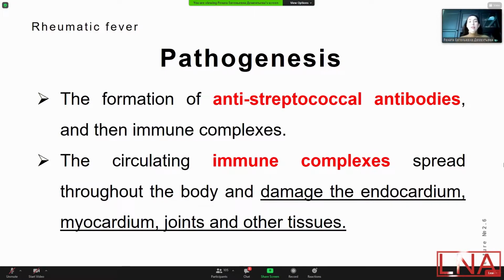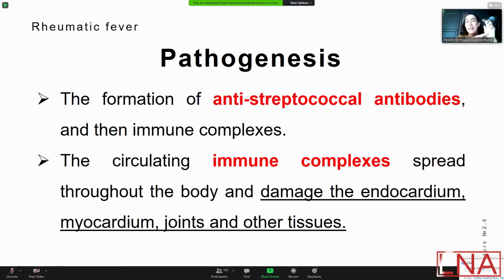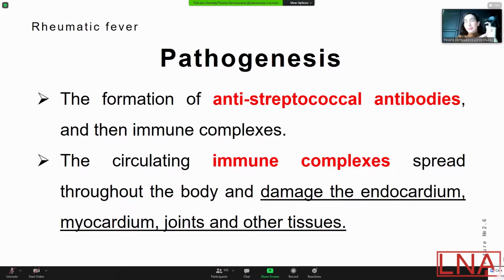So the formation of anti-streptococcal antibodies and then immune complexes, the circulating immune complexes, antigen plus antibody, spread through the body and damage the plasmatic membrane of the endocardium, myocardium, joints, and some other affected tissue like skin, for example, visible mucous membrane. It also can be, very rarely, skin, brain, cardiovascular system, joints.